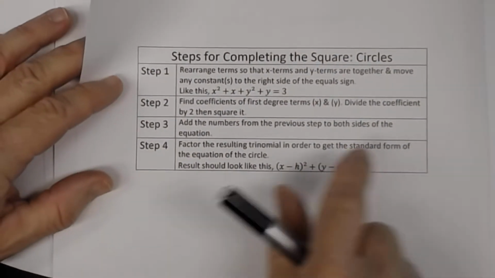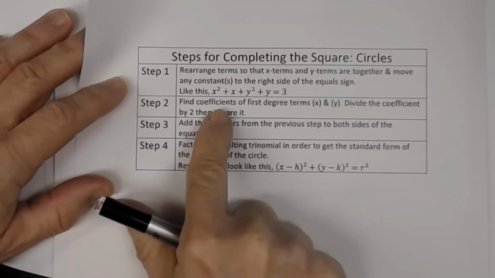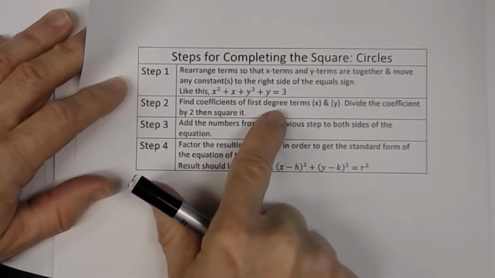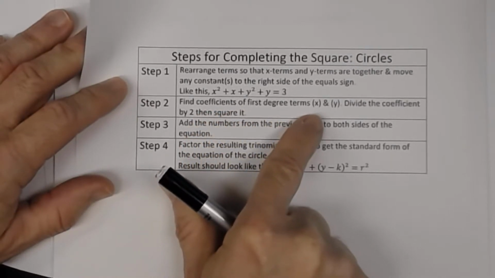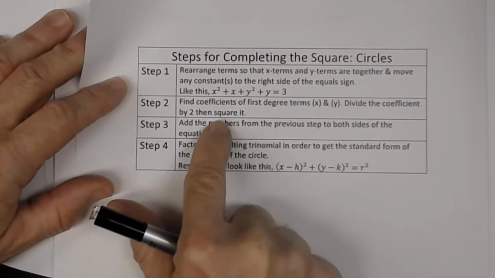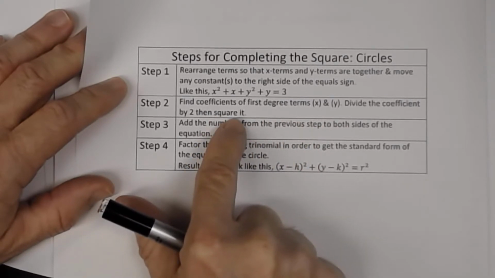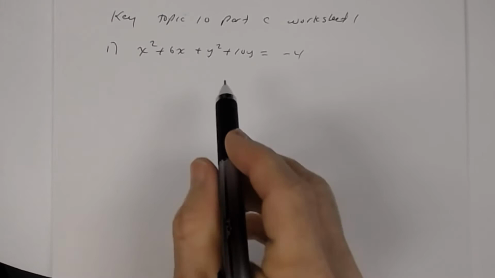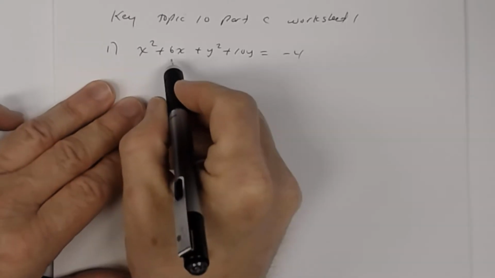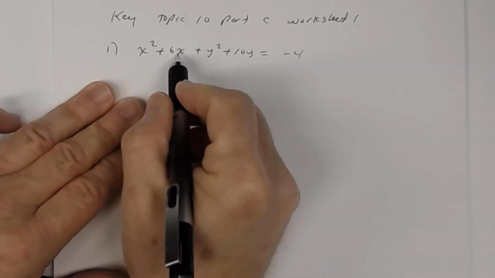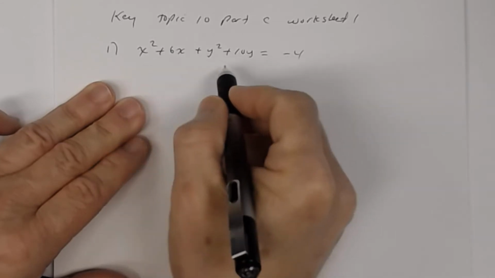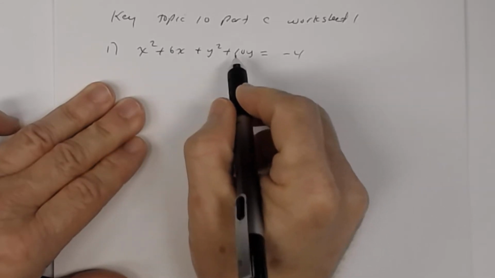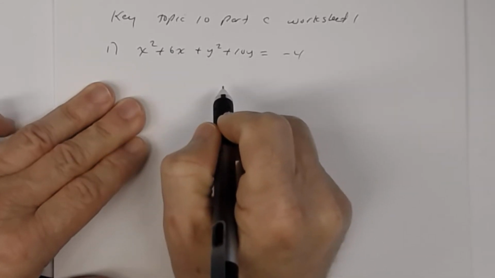So step 1 for this one has already been done for you. Step 2, though, says this: find the coefficients of the first degree terms, x and y, divide each coefficient by 2, and then square it. What that means is this. The coefficient of x here is +6, and the coefficient of y is +10. That's what they're referring to.